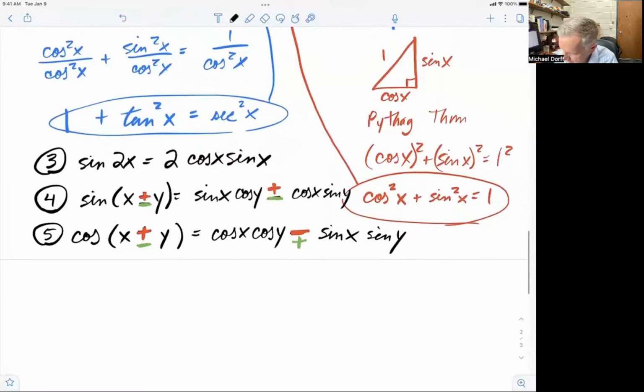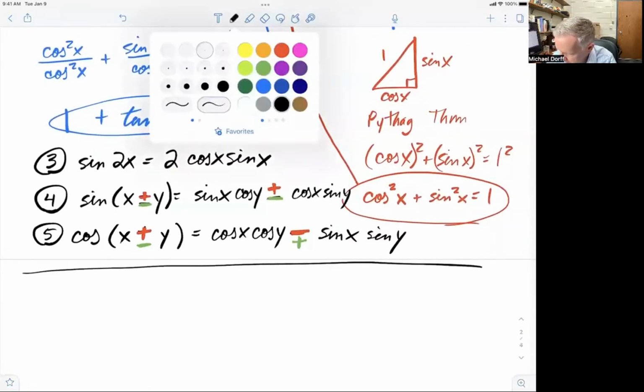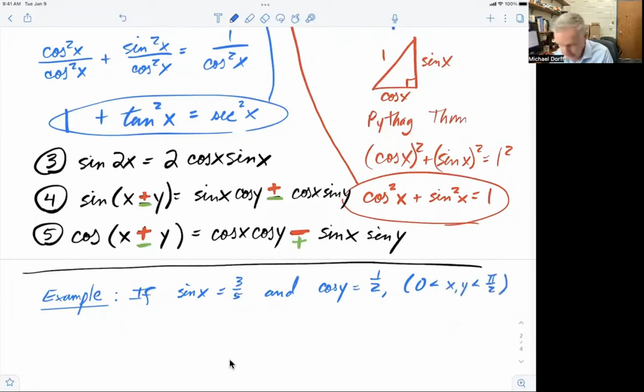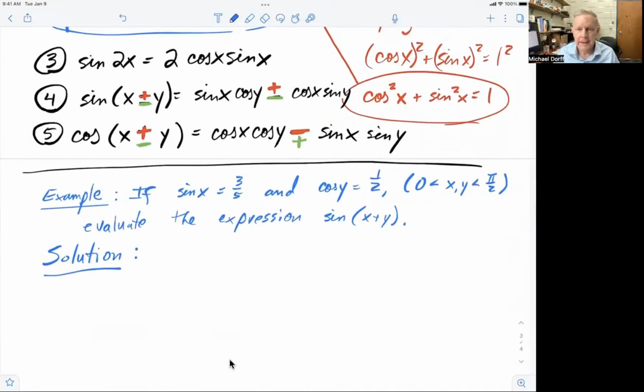Let's do an example of how you could see a problem with this. If the sine of x equals 3/5 and the cosine of y equals 1/2, where x and y lie between 0 and pi over 2. So those are angles, they lie between 0 and pi over 2, so they're in the first quadrant. Evaluate the expression sine of x plus y. So this is hard because I don't know what x is and I don't know what y is. I just know that they're somewhere in the first quadrant. So I'm going to have to use one of the identities.